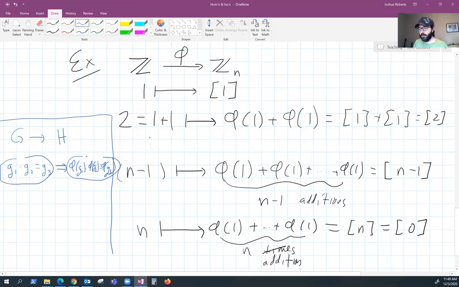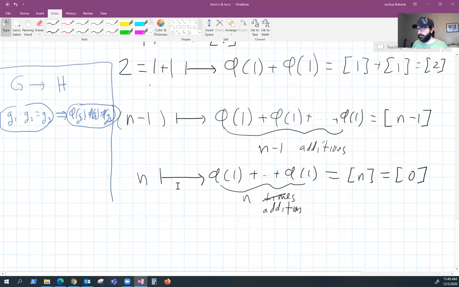This is going to be relevant when I talk about isomorphisms. The group structure on the integers is reflected into the group structure of Z mod n up to a certain point. Once I get past the integer n, things start over again. They start repeating because this is a finite cyclic group. Keep this in mind, and then I want to show you another example.